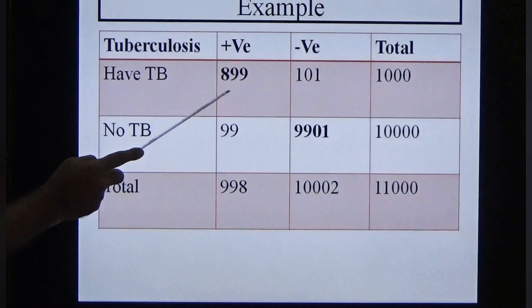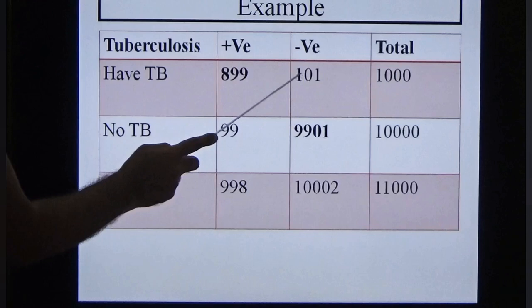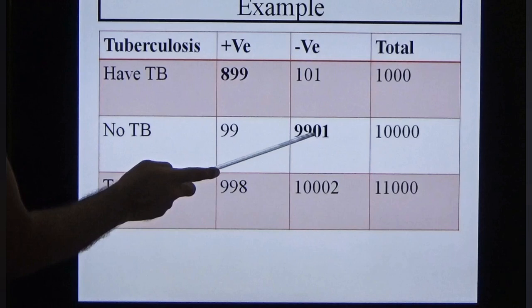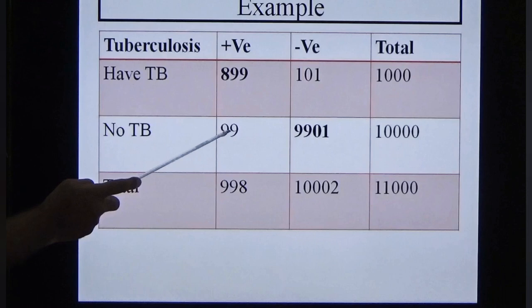So we are doing re-examination. Out of 1000 tuberculosis patients, 899 test positive and 101 test negative. And among the patients without tuberculosis, we are testing 10,000 patients. Under that, 9901 patients test negative and 99 patients test positive.